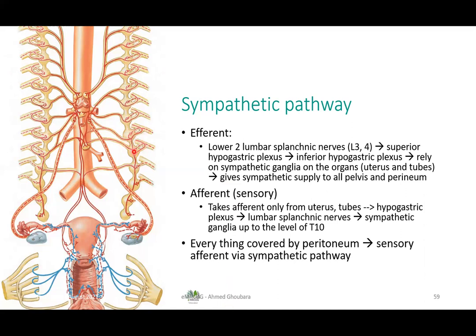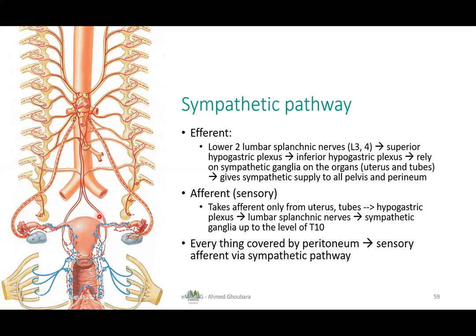So L3, L4, pass through. Can you see this red line there? Those red lines come from here, L3, L4. Now they pass all the way to form the plexus. This is the superior hypogastric plexus. This one. Then this plexus divides into right and left.